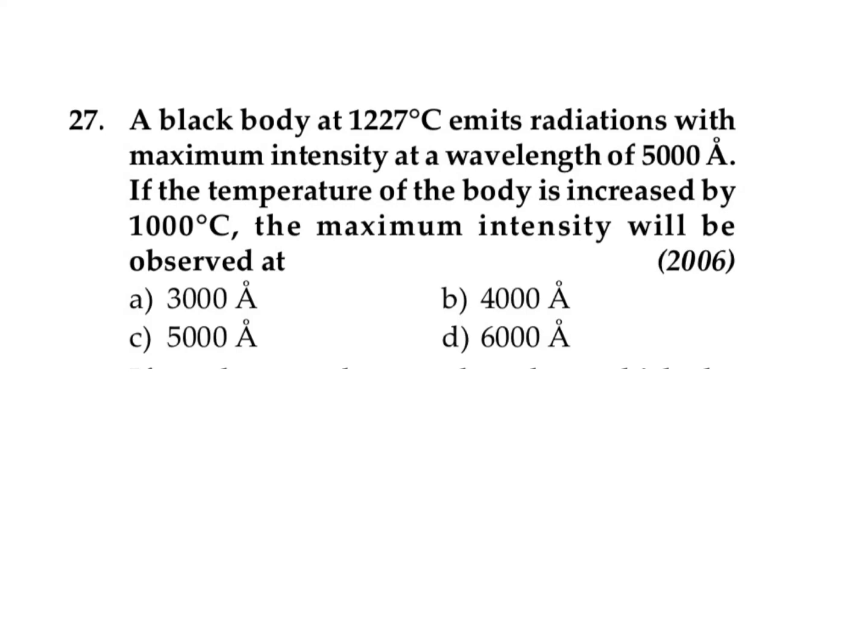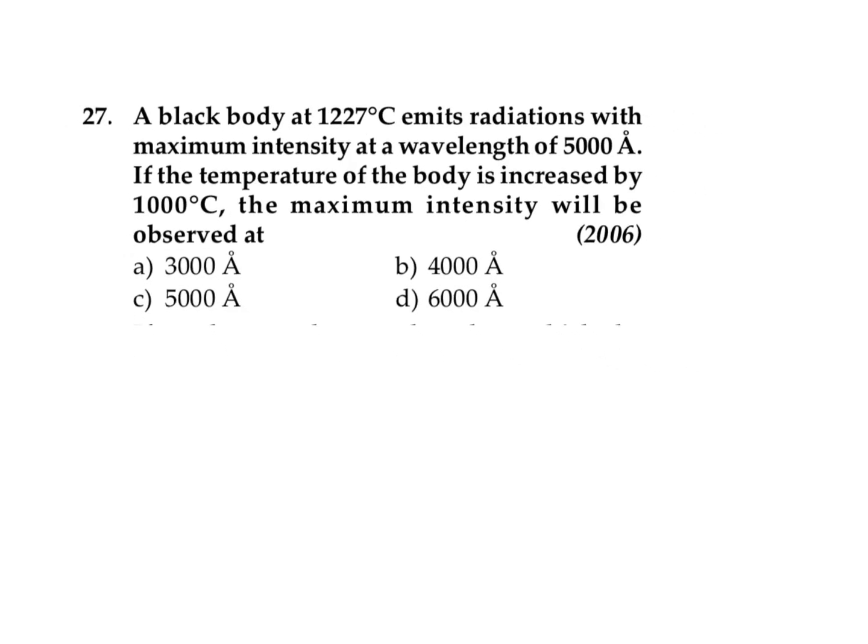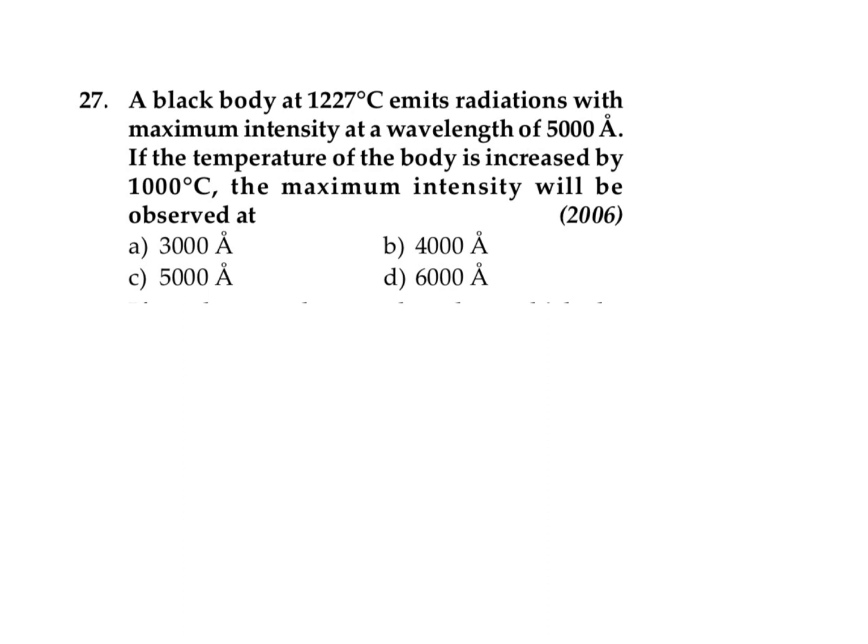In this question, it is given that a black body at 1227 degrees Celsius emits radiations with a maximum intensity at a wavelength of 5000 Angstrom. So you can write the temperature in the initial case, the temperature is given as 1227.